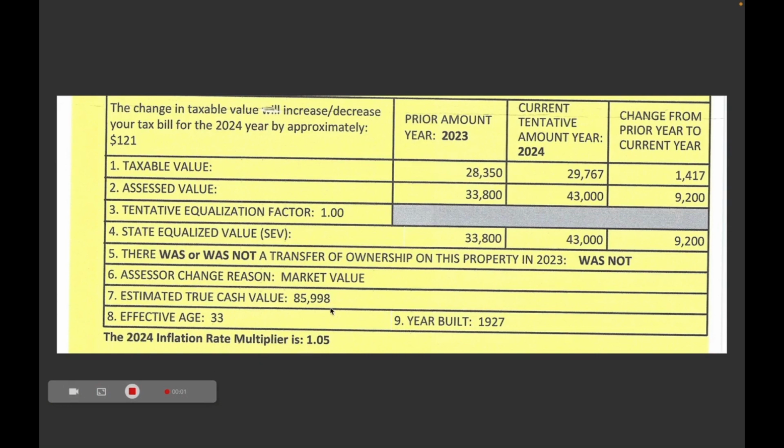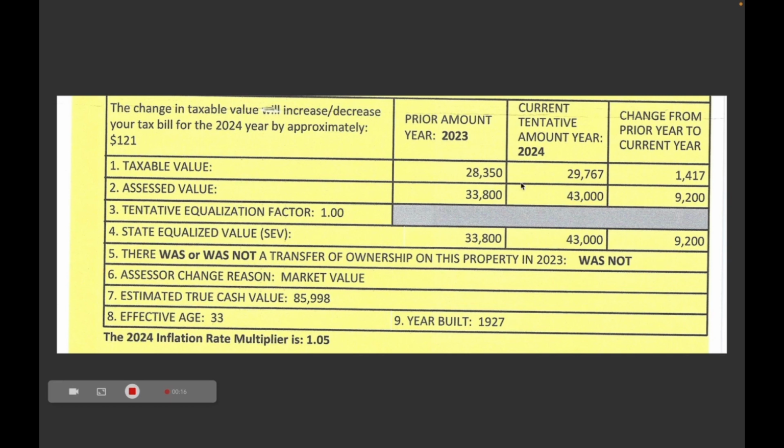Okay, and just a quick note, I am inserting the new 2024 assessment notice in here because it looks a little bit different. This is an entirely different property than the one we were just going over.